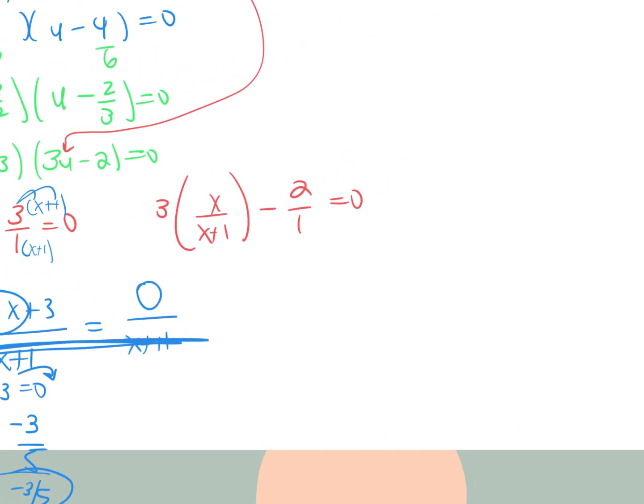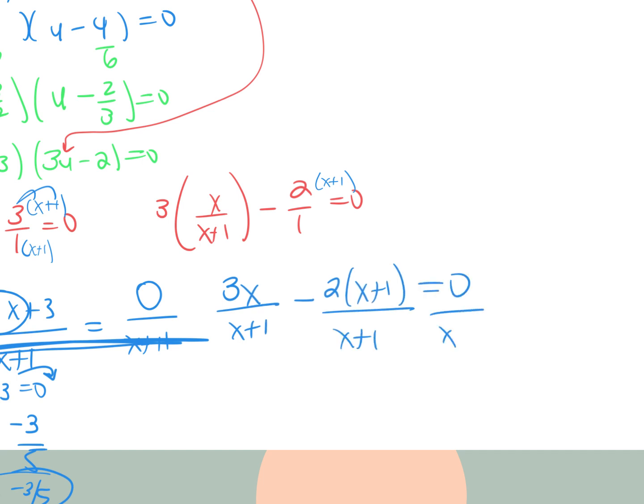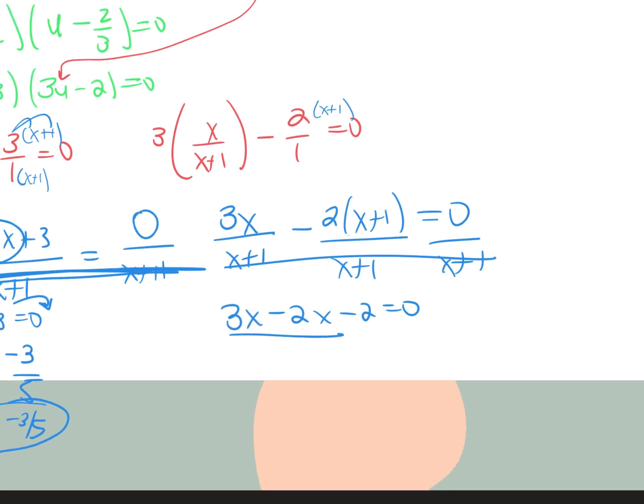Same thing over here. We're going to solve. So I have 3x over x plus 1 minus, well, what do I need to do? If I need a common denominator of x plus 1, I'm going to need to multiply the top here by x plus 1. So minus 2 times x plus 1, and then equals 0. So now that we all have the same denominator, we can get rid of it. So 3x minus 2x minus 2 equals 0. Combine these two here. I have x minus 2 equals 0.